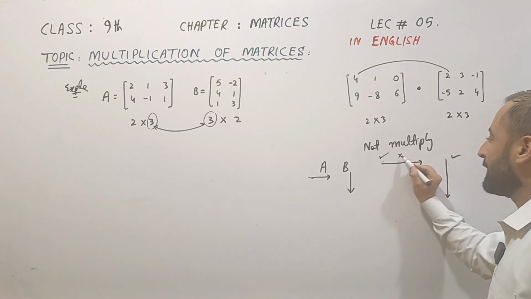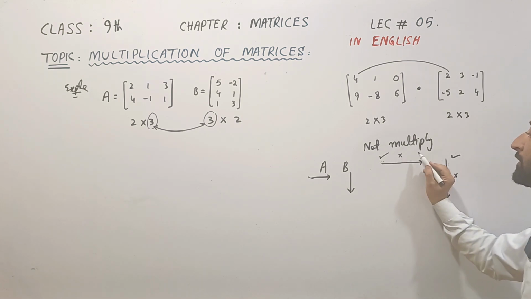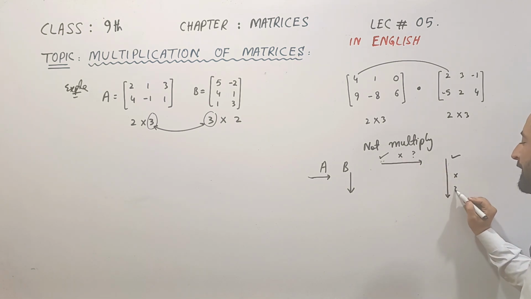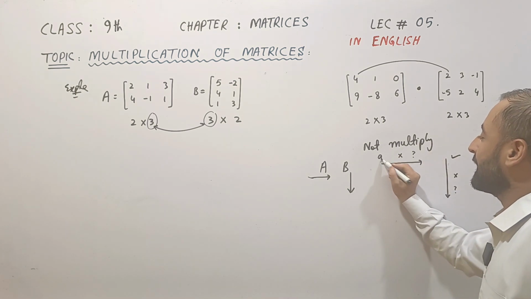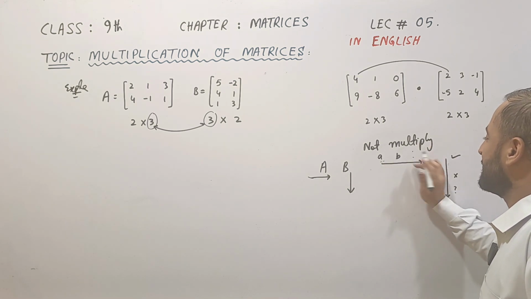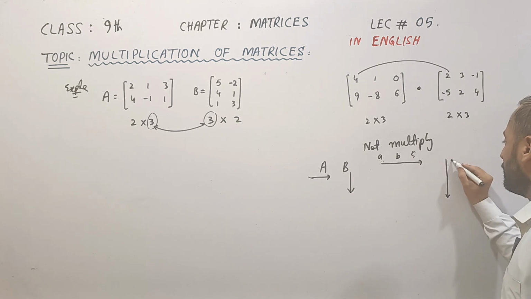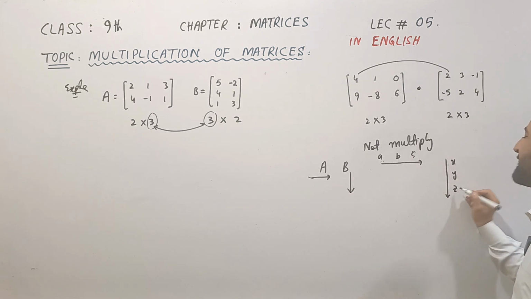Second element will be multiplied with second element. Third element will be multiplied with third element, and so on, and then they will be added. For example, they are A, B, C, and students, X, Y, and Z.